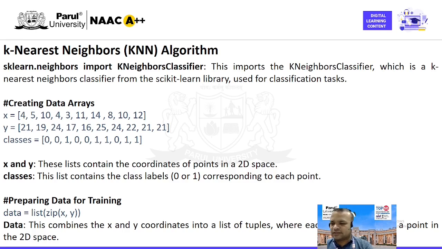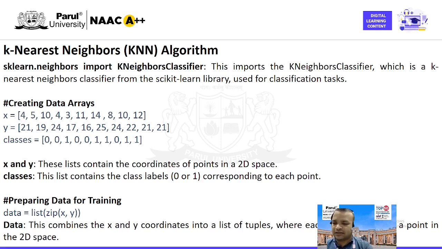X has 4, 5, 10, 4, 3, 11, 14, 8, 10, 12, and Y has 21, 19, 24, 17, 16, 25, 24, 22, 21, 21. And the classes for each point: 4,21 is category 0, 5,19 is 0, 10,24 is 0, 4,17 is 0, 3,16 is 1, 11,25 is 1, 14,24 is 0, 8,22 is 1, 10,21 is 1, and 12,21 is 1. So these are the classes for each point.